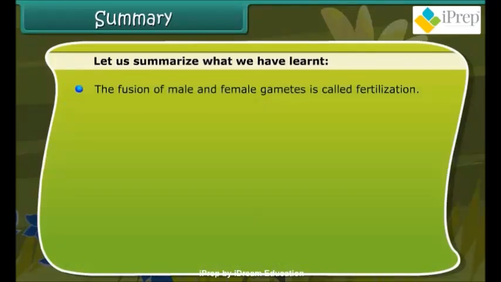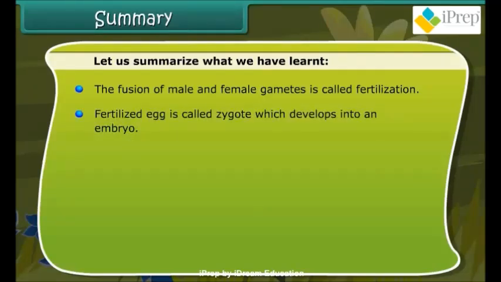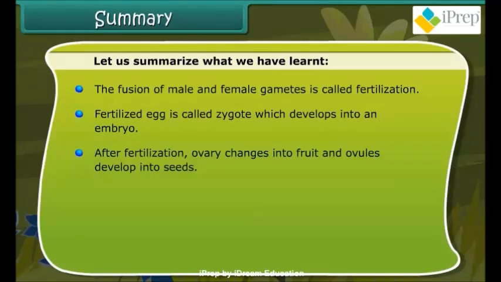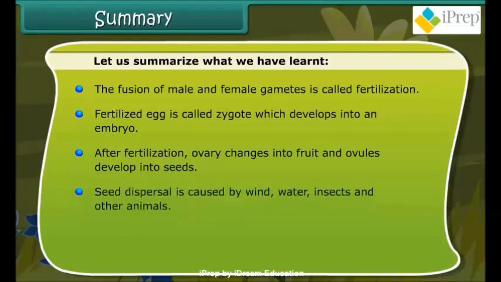The fusion of male and female gametes is called fertilization. Fertilized egg is called zygote, which develops into an embryo. After fertilization, the ovary changes into fruit and ovules develop into seeds. Seed dispersal is caused by wind, water, insects, and other animals.